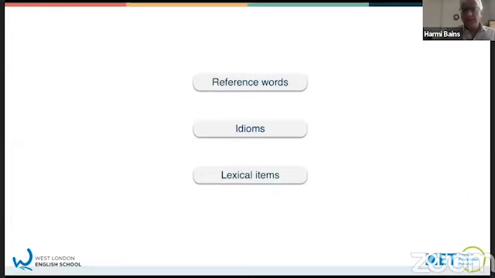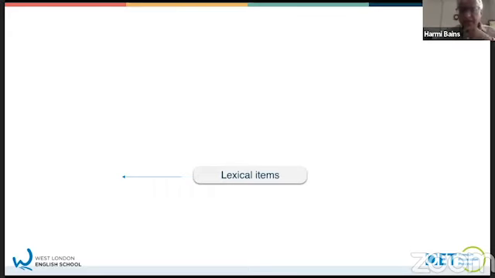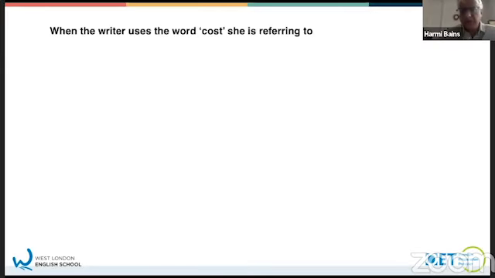Okay, so let's move on, guys. We've looked at referencing, we've just looked at some idioms, we're going to look at some lexical items, and all that means are words and phrases as well. So sometimes in reading Part C, you're just given a single word. Here's a question. When the writer uses the word cost, she is referring to, okay, so the word cost, it's like a reference word here, in fact, because it's referring to something. Could be something already mentioned or something you might have to go forward in the text. We're not sure, but we're going to read the whole text anyway.